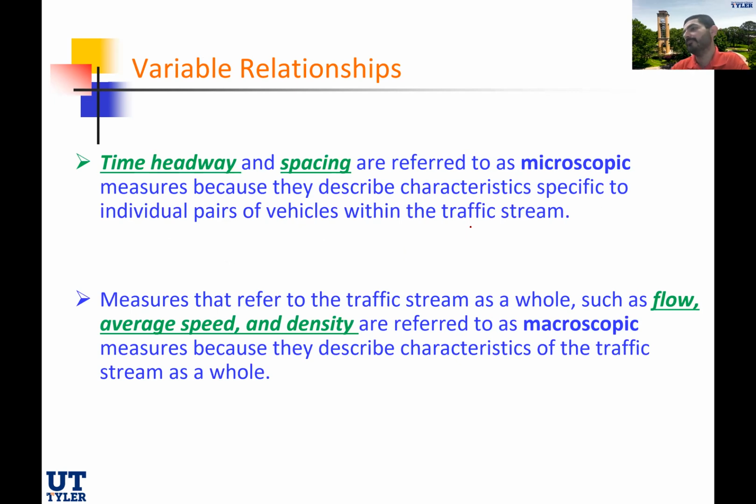This is a very classical question: provide for me, please, 2 or 3 microscopic measures versus 2 or 3 macroscopic measures. Or I can ask you, what's the difference conceptually between microscopic and macroscopic parameters? The microscopic basically measures the individual relationship between pairs of vehicles within a certain traffic stream, versus the macroscopic, which gives us an understanding of the characteristics of the traffic stream as a whole piece.